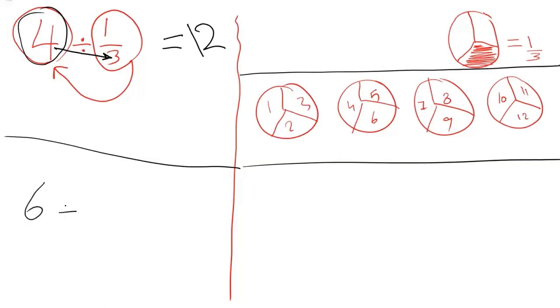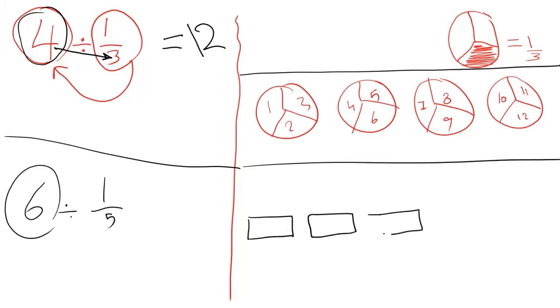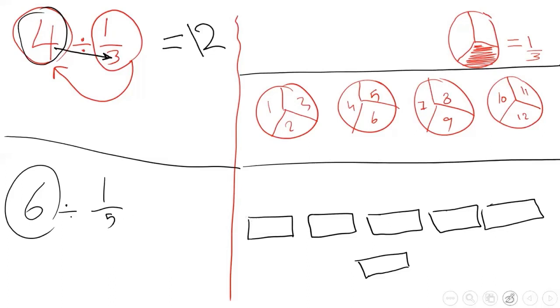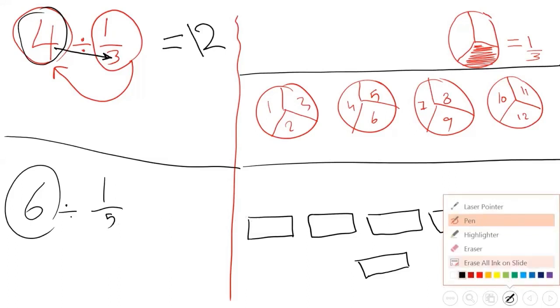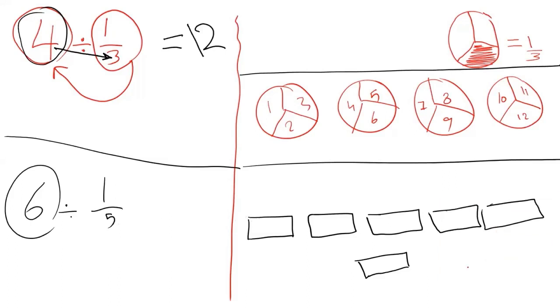Okay, let's divide 6 divided by 1/5. Another example. That means I'm going to draw what? As a model, 6 models. Suppose we have rectangles 1, 2, 3, 4, 5, and 6. Remember 6, according to the given whole number. After that, I'm going to divide each model according to the fraction given. It means 1/5. It means each model contains 5 pieces, or is divided into 5 parts.